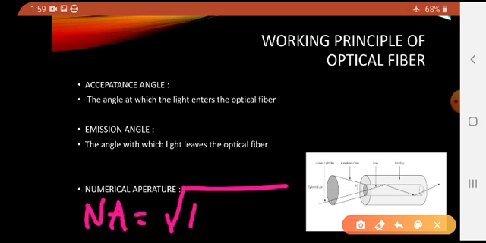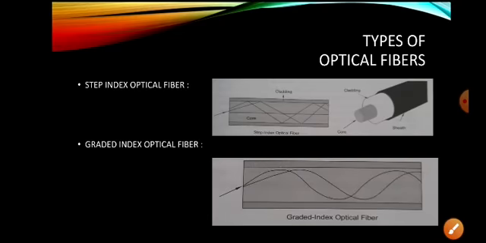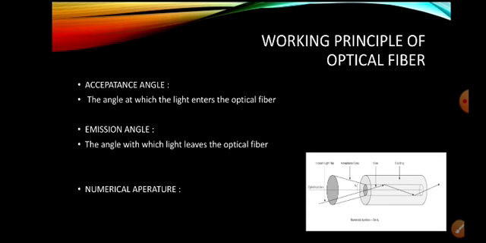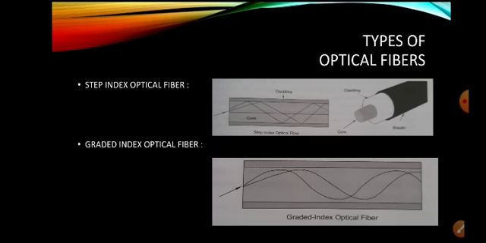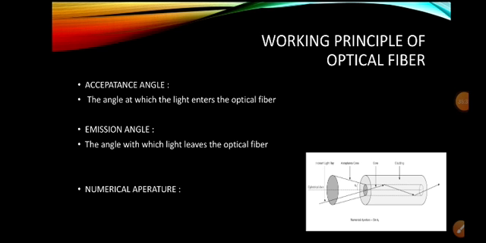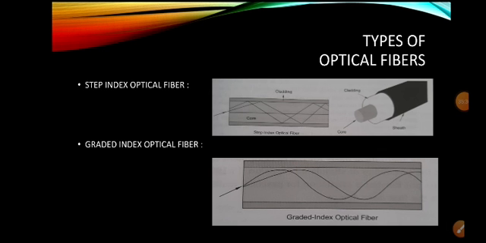This numerical aperture is given by NA equals root of mu 1 squared minus mu 2 squared, where NA is the numerical aperture, mu 1 is the refractive index of the core material, and mu 2 is the refractive index of the cladding material. This gives the ability of optical fibers.